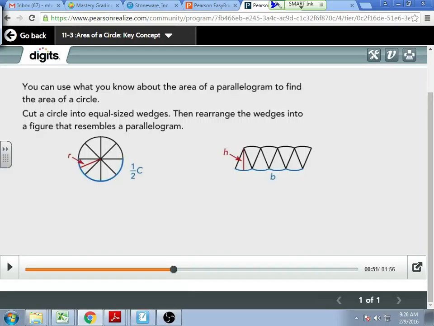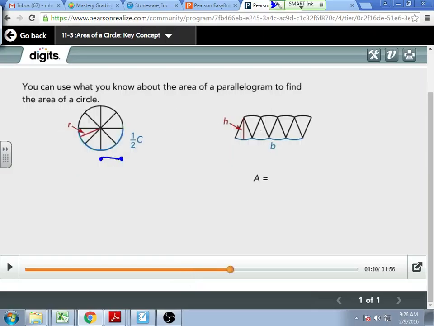The height: what's the distance from the middle point of the pizza out to the edge of the pizza? The radius. That's the radius. So the height of my box just has to be the radius. So when I rearrange all these things, I could find the area of my rectangular box by using the length. Well, we said that's about half of the circumference. And the height, we said, is right about the radius.